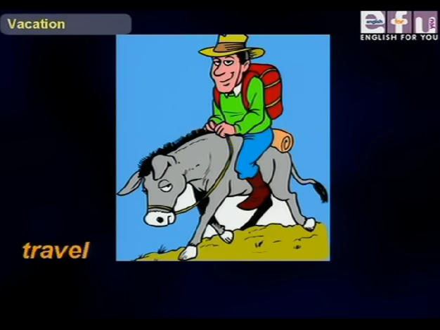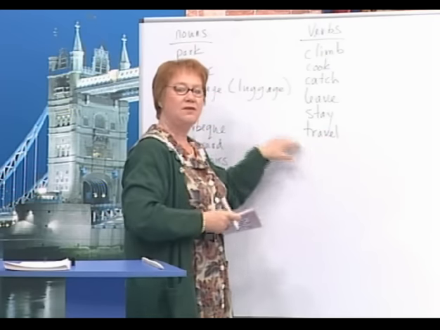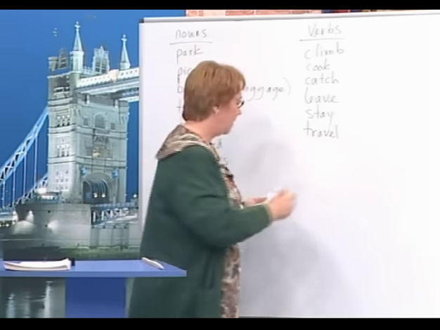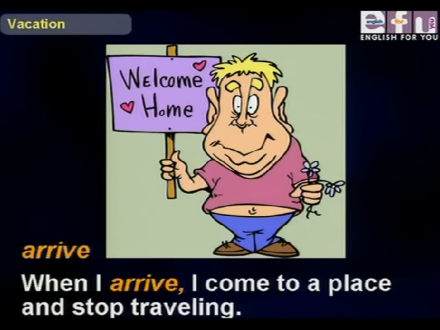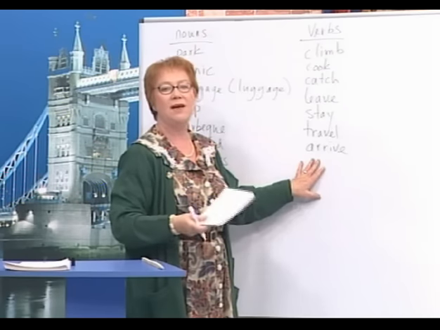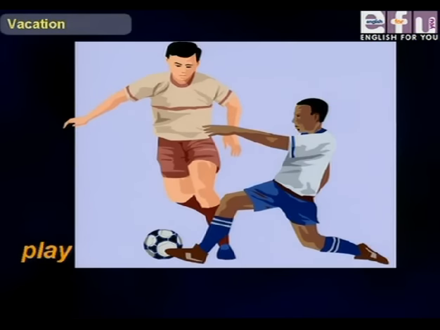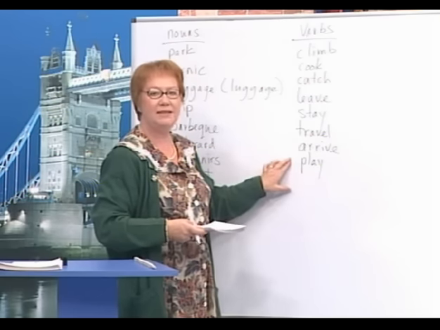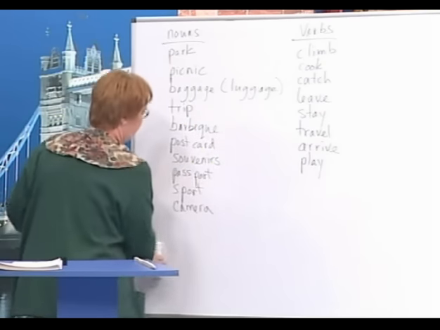Travel is a verb. When I travel, I go from place to place. I travel from London to Paris. Okay? Travel is the verb. Arrive. When I arrive, I come to a place and stop traveling. I arrived in Paris last night. Okay? Next, play. When we do a sport, for example, football, we usually say we play football. We use play especially with ball games. Okay? Now, let's talk about articles.